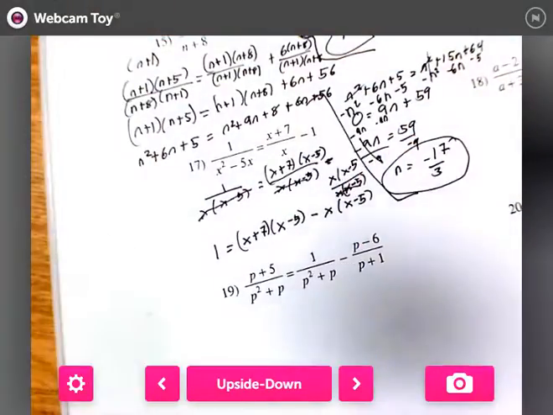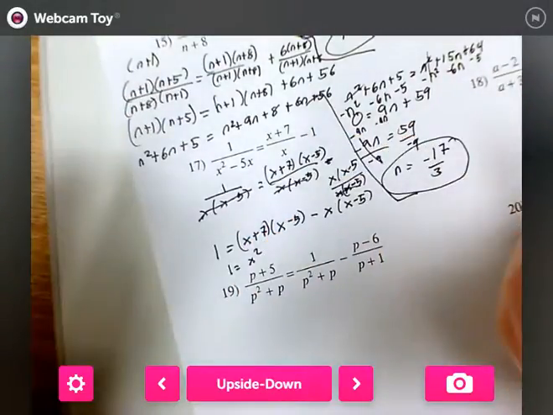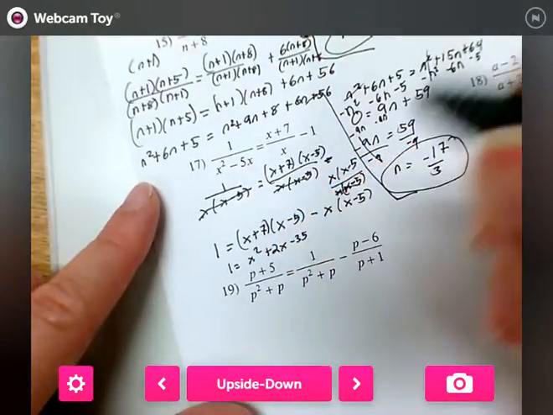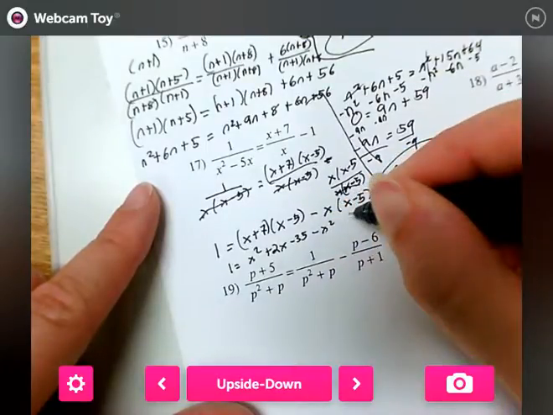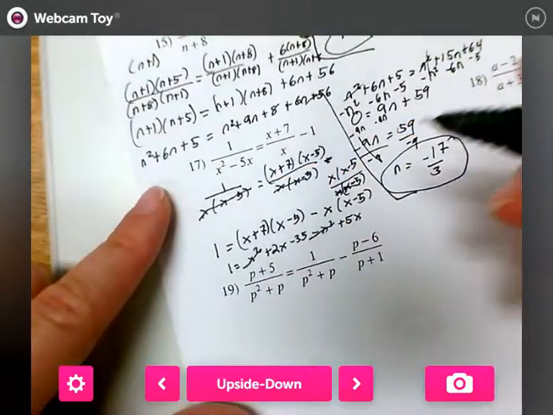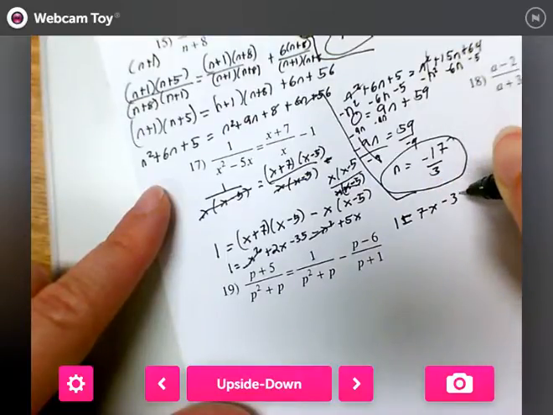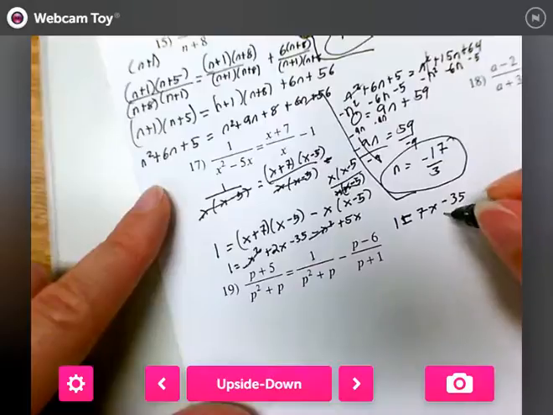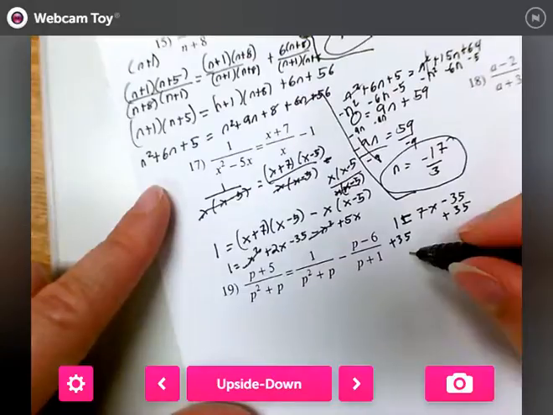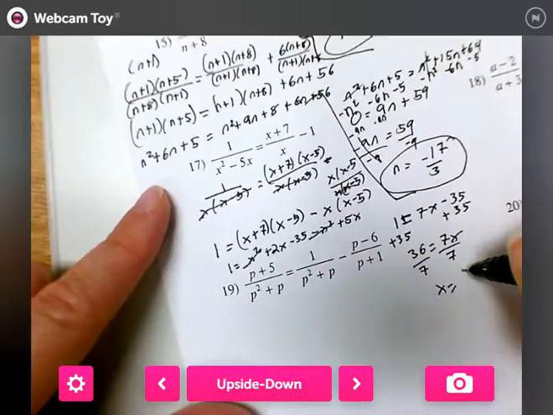Okay, now we're going to multiply them all out. We get 1 equals x squared plus 2x minus 35 minus x squared plus 5x. The x squareds cancel each other. So I'm left with 1 equals 7x minus 35. Add that 35 to both sides. Okay, I get 36 equals 7x, divide by 7. I get x equals 36 over 7, and I'm done.